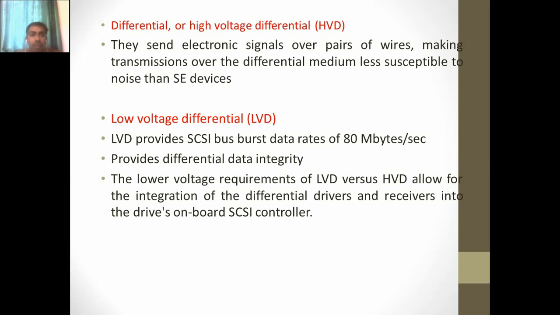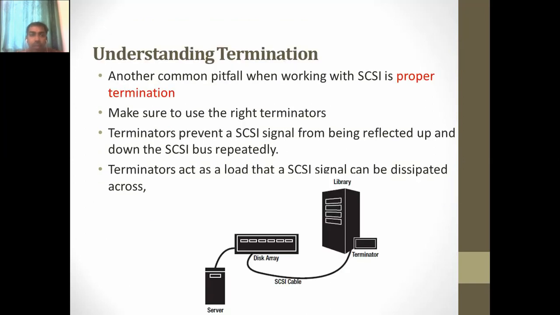And the next is low voltage differential. This low voltage differential bursts the data rates at 80 megabits per second. It also provides differential data integrity. As we rely on data integrity, this low voltage differential SCSI device plays a major role in keeping track of all this data.